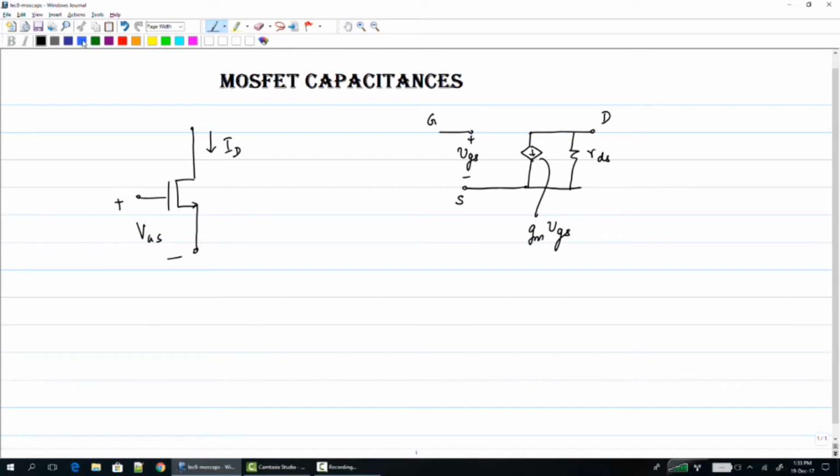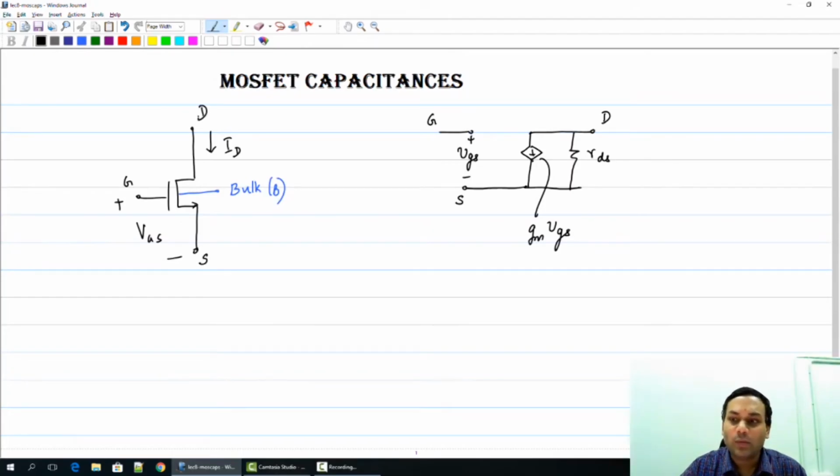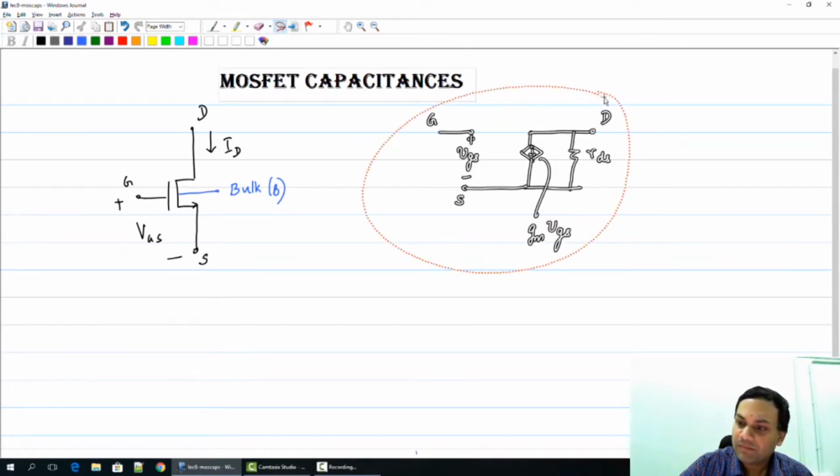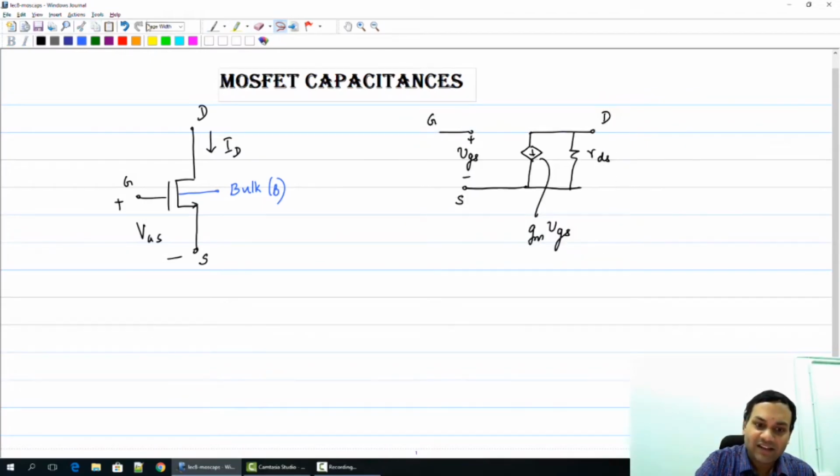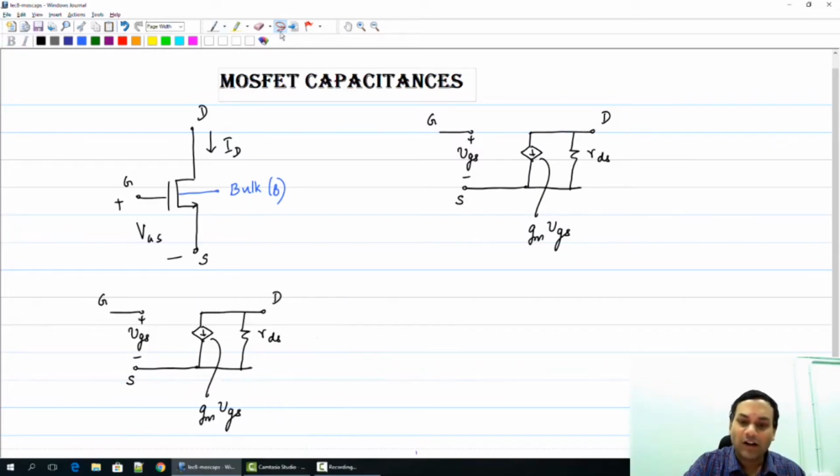Now, to understand the capacitances of the device, we have to realize that the MOSFET also has a fourth terminal, which is the bulk terminal, or B, and there are various capacitances associated with the different terminals of the MOSFET. Now I will show the capacitances in blue on the same figure. So it turns out that the MOSFET has four capacitances associated with the device itself.